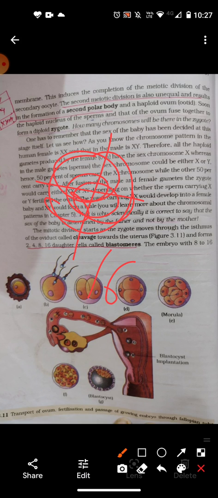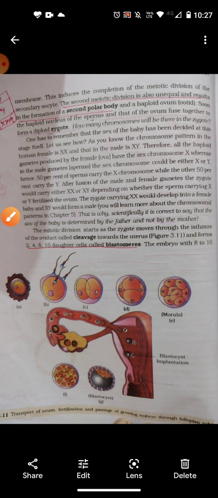As the embryo looks like a small mulberry, the cleavage divisions do not result in any appreciable increase in the mass of cytoplasm of the embryo, but there is a marked increase in the DNA content of the nuclei. Hence we can say that the nuclear cytoplasmic ratio of the cell increases.